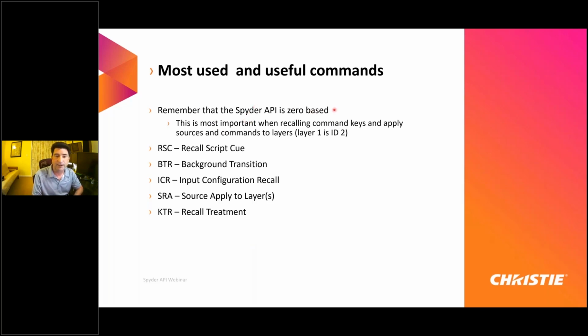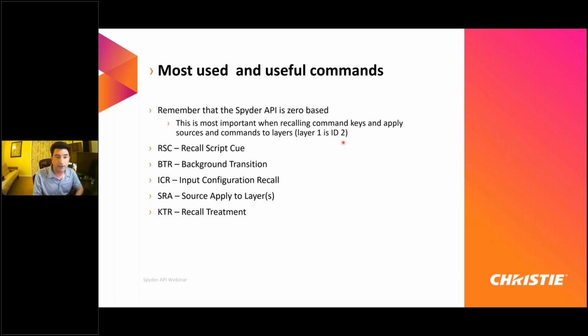This is one thing that'll trip up beginners that are using the API, not realizing that that is zero based, and then there's a few other qualifiers. So when we're talking about layer 1, that would be the Spyder video window number 1 that we're trying to control. Its ID is actually 2, right? ID number 0 and 1 are actually reserved for our background images, right? So the ID number for layer 1 starts at ID 2, right?